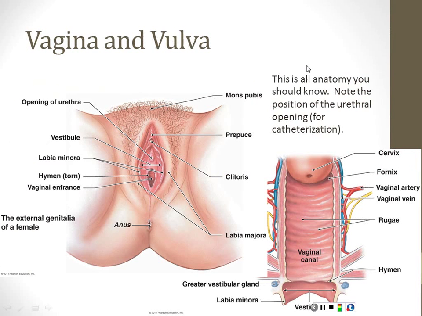So this is all anatomy that you should know. Most of this is anatomy you already know from previous classes. The only point I'm going to make is to note the position of the urethra. Here's the urethra. Many of you will either assist or put catheters into women, and the catheter tip goes here. Not here, not here, here.